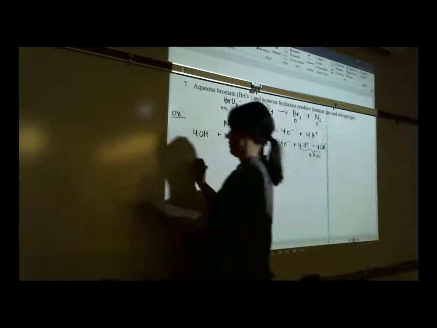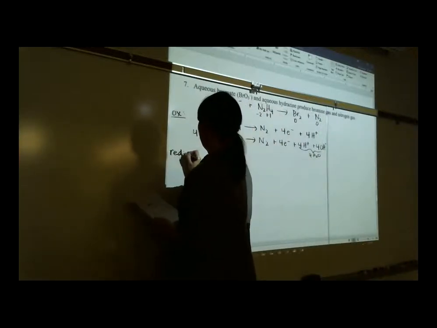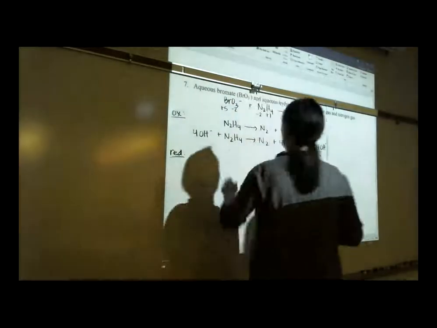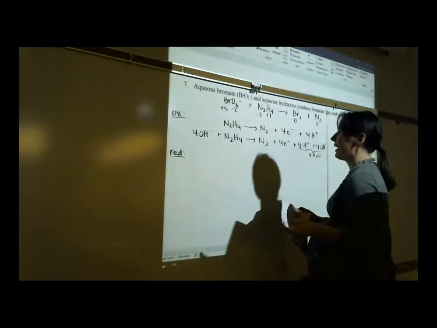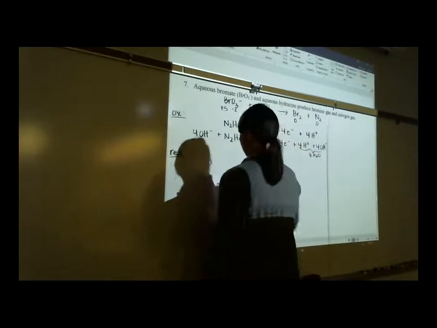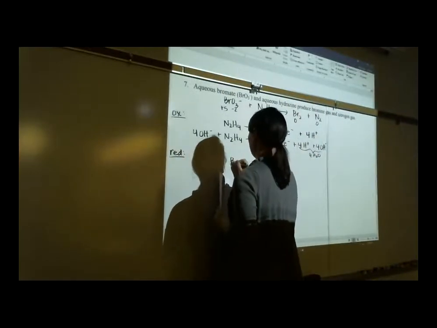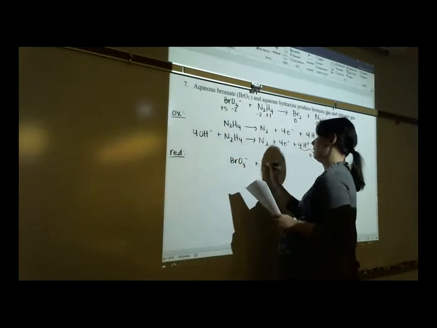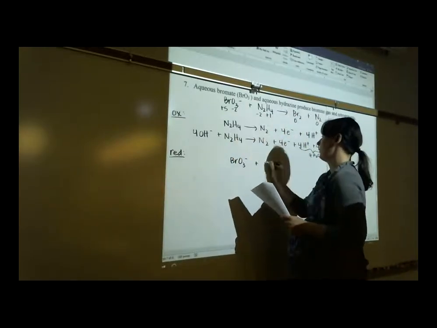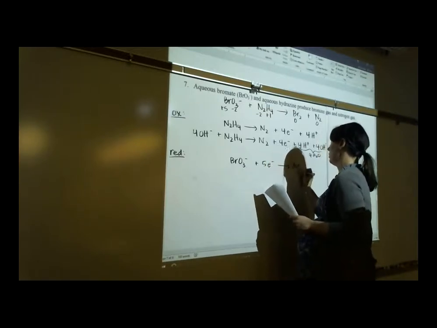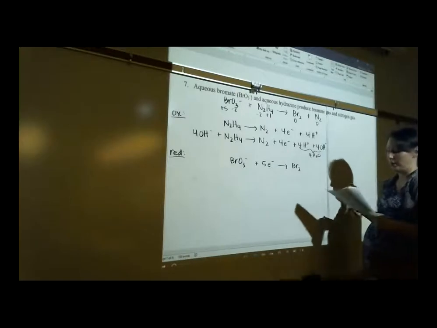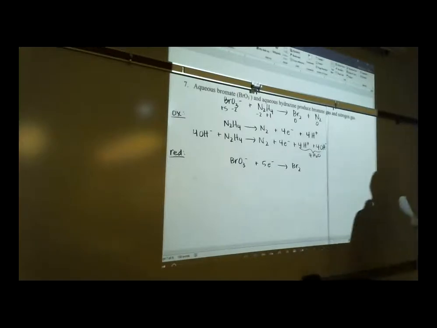Now let's do the reduction side. Bromine's going from +5 to 0, right? So that's a gain of 5 electrons. So BrO3 minus plus 5 electrons going to Br2. Again, though, we have to watch out.